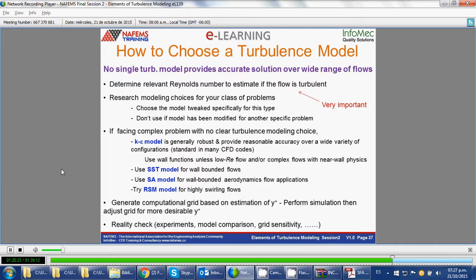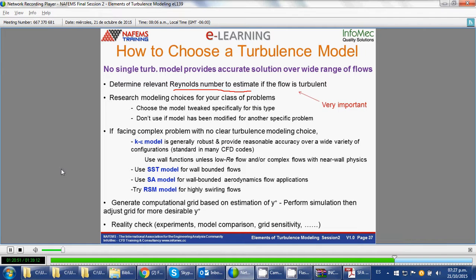So, first of all, in terms of what kind of model to choose, the first thing you want to do is look at the Reynolds number. See if you're indeed turbulent before you embark on using a turbulence model.